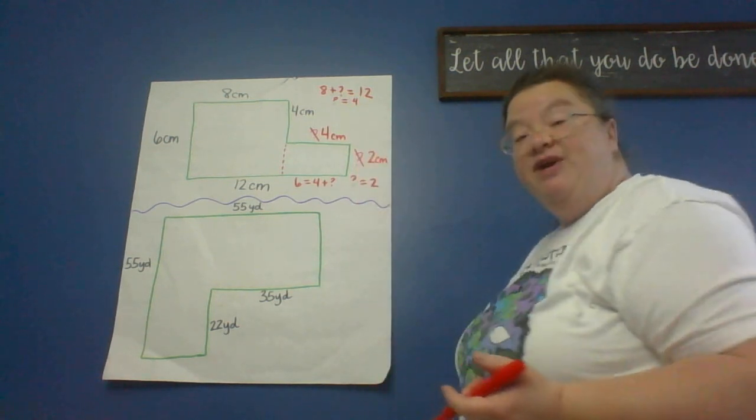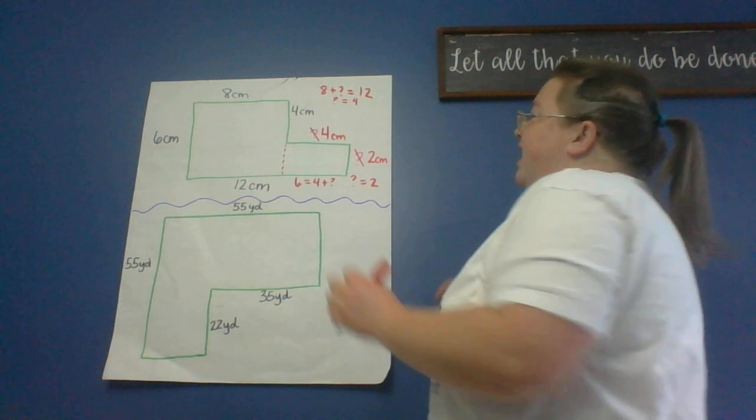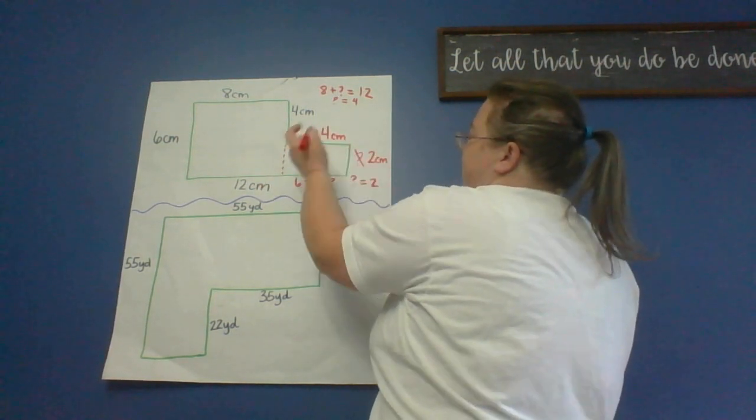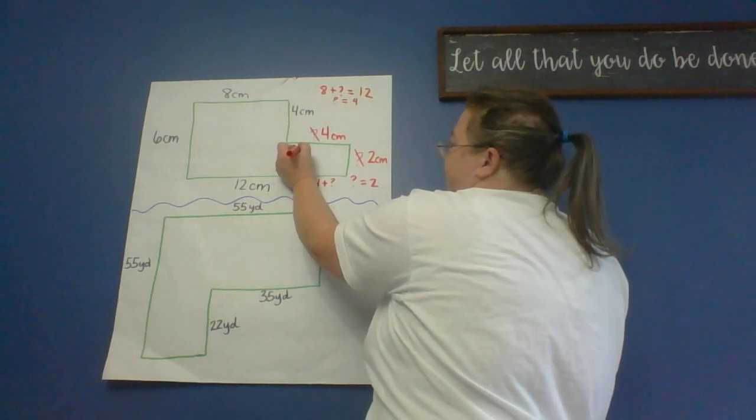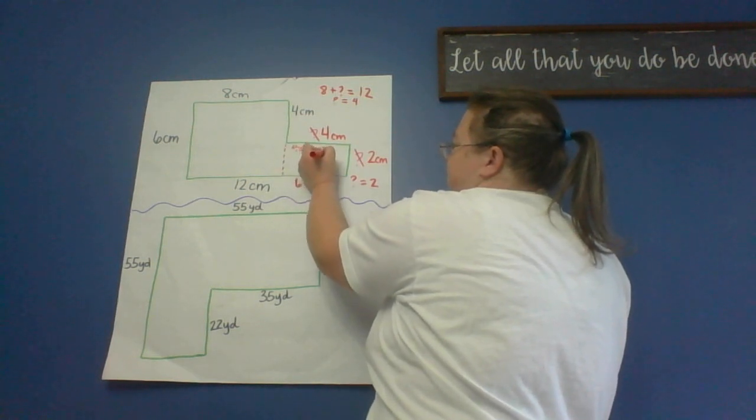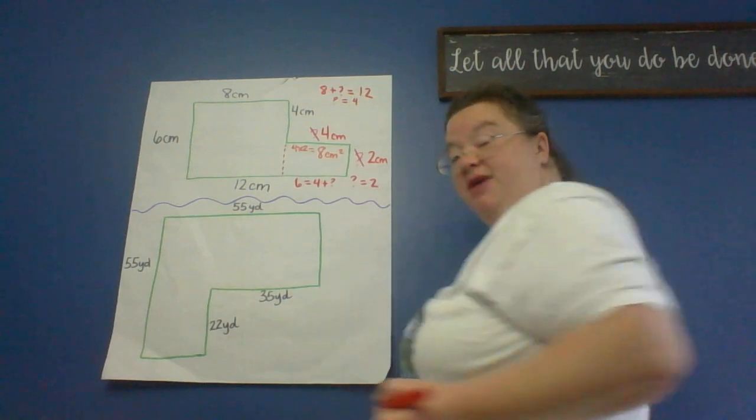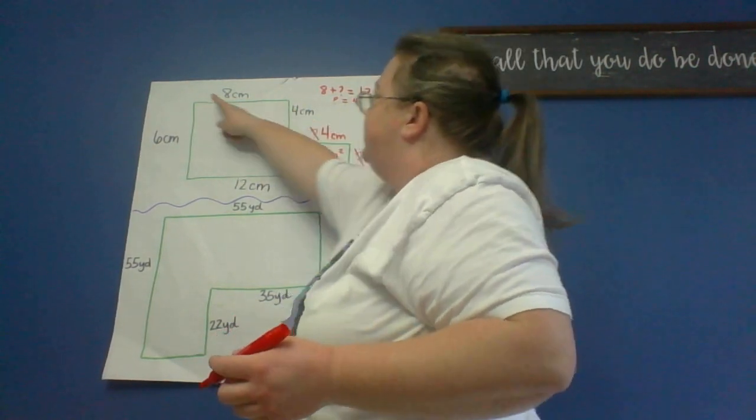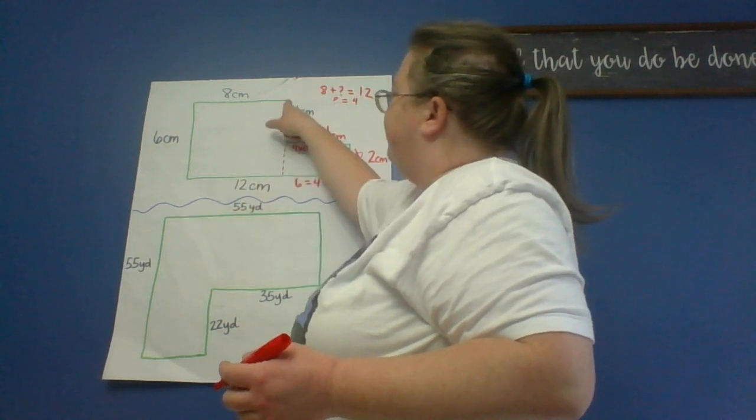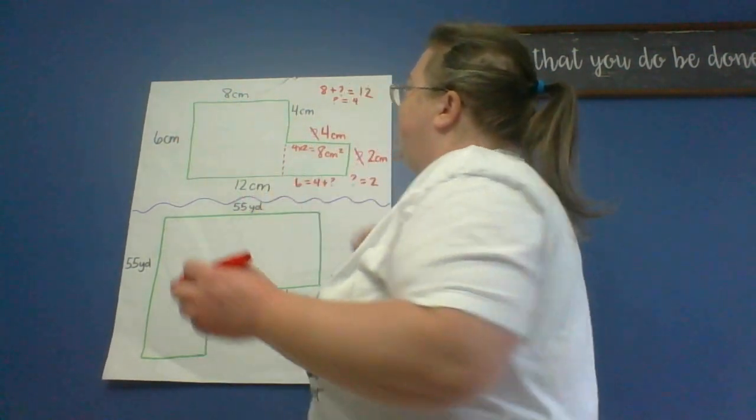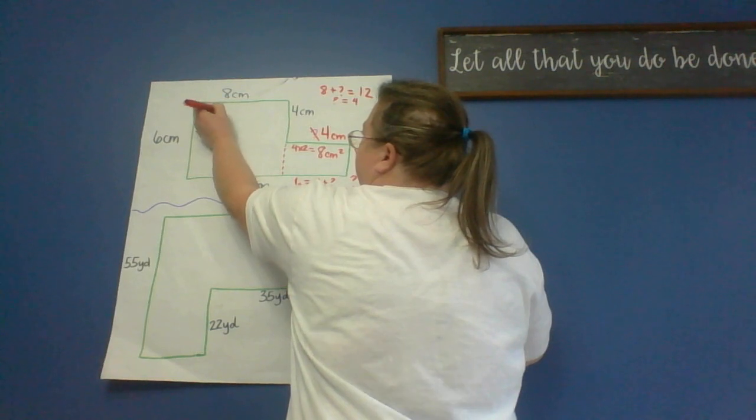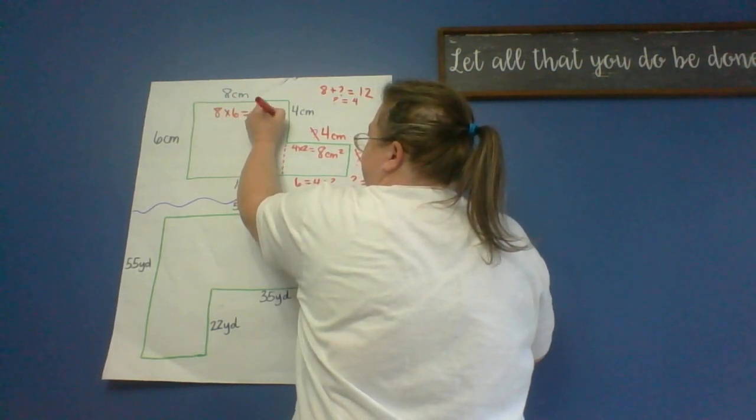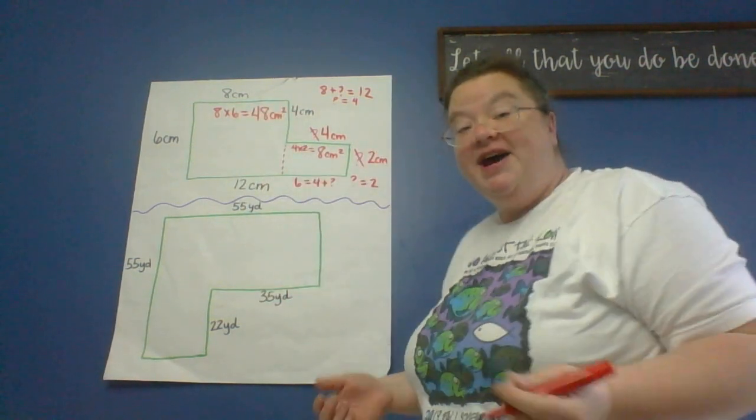Now I can figure out the area of the whole thing. I'm going to find out the area of this, which is 4 times 2, which is 8 square centimeters. And this one up here is 8 times 6, because we're getting the area of this rectangle. So 8 times 6 equals 48 centimeters squared. Now, are we done?